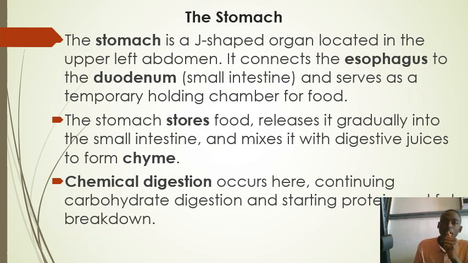Now to the stomach. The stomach is a J-shaped organ that is located in the upper left abdomen. It connects the esophagus to the duodenum, which is part of the small intestine, and it serves as a temporary holding chamber for food. The stomach stores food, releases it gradually into the small intestine, and mixes it with digestive juices to form chyme.